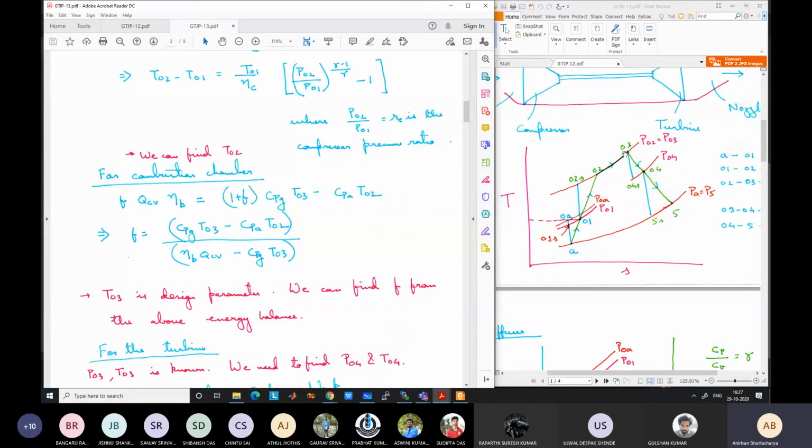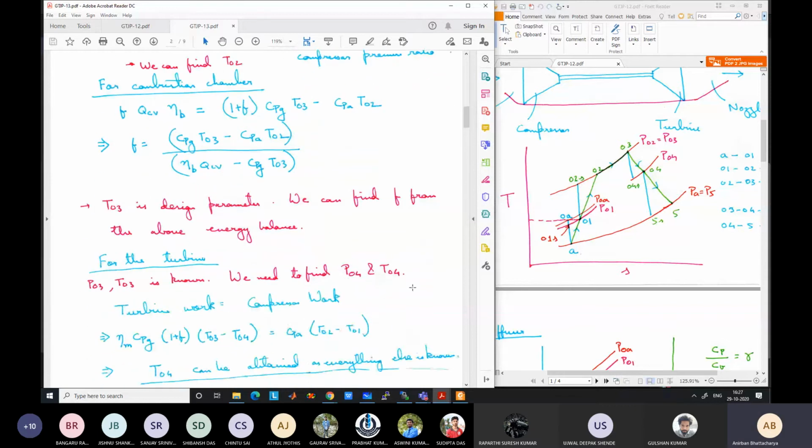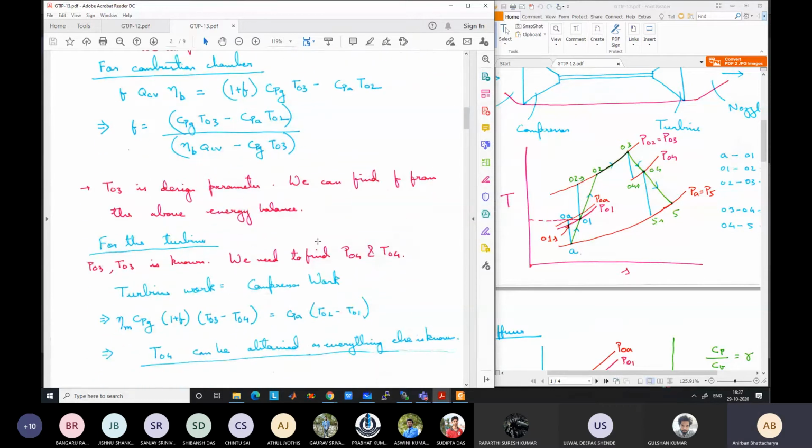It is not like industrial gas turbines. If you see the industrial gas turbine calculation, the turbine outlet pressure we had assumed to be equal to the atmospheric pressure. Here the turbine outlet pressure is unknown because we are not expanding the air to the atmospheric pressure. We are just expanding to some intermediate point, so that sufficient work is there just to run the compressor. That is all. So we need to find both P04 and T04. So turbine work is equal to compressor work, as you have rightly pointed out.